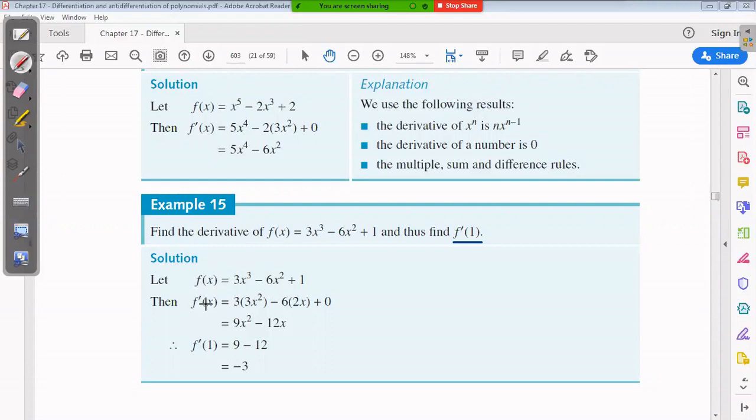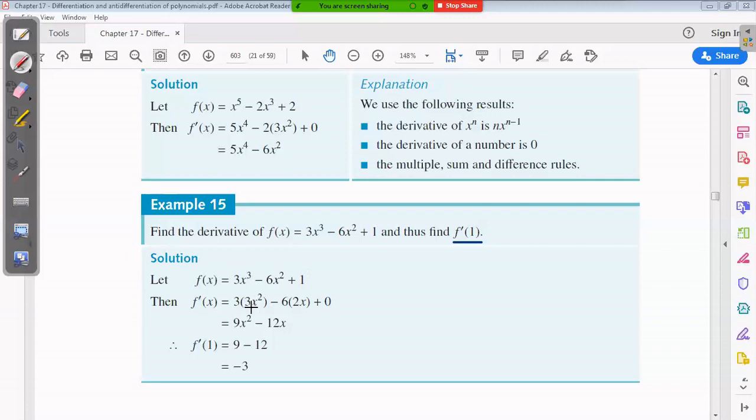So f prime x equals, see the constant is written as the same constant 3, and then we take the derivative of x cubed, and we know the derivative of x cubed is 3x squared according to the basic rule: we write the 3 first and then subtract 1 from the power. Minus again the constant 6 is written as the same 6, and then the derivative of x squared is 2x. And then there is a 1 as a constant, separate, so its derivative is 0.